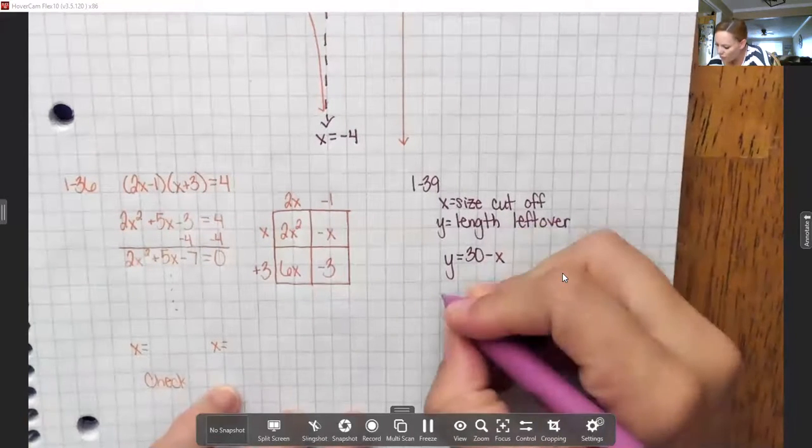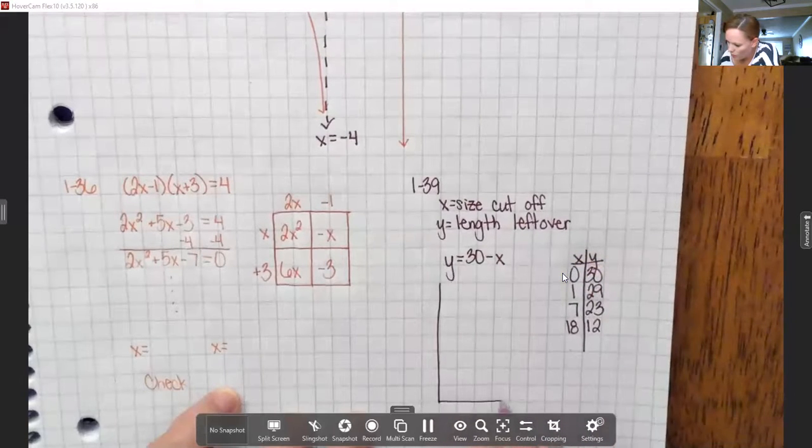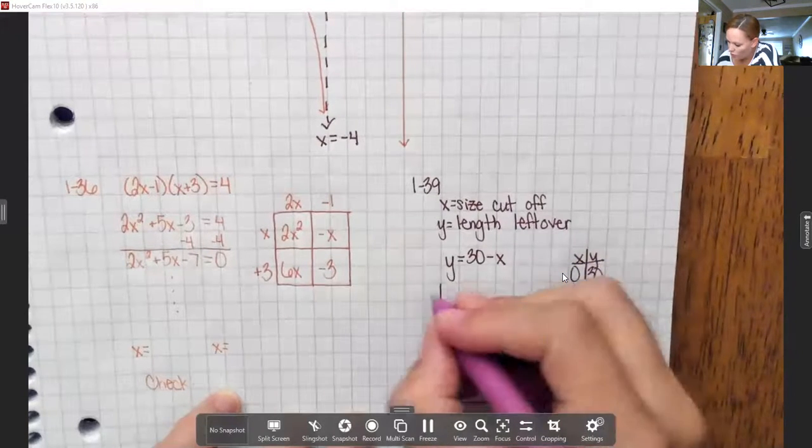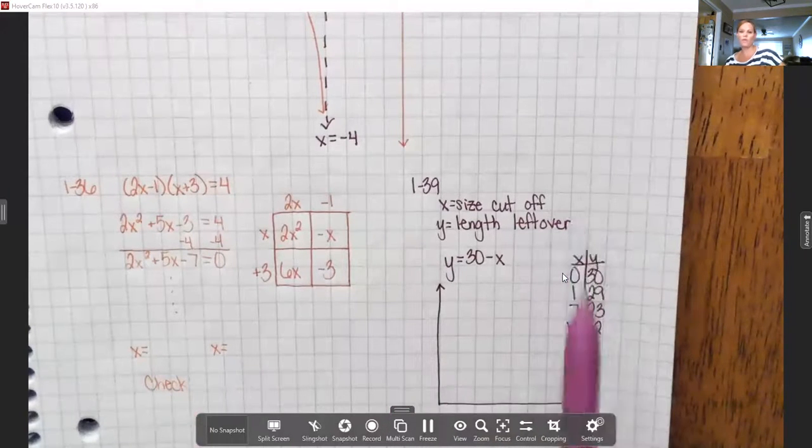For your graph, you only need a 1 quadrant graph because you can't have negative values cut off or left over.